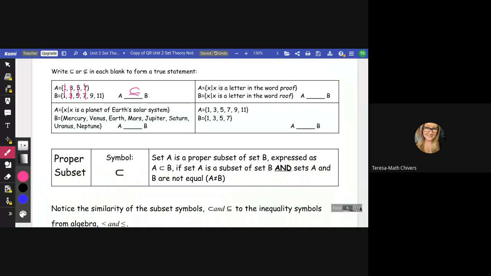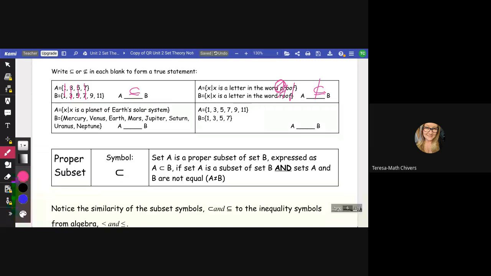A is a letter in the word proof. B is a letter in the word roof. Is A subset of B? No. It's not, because the R, hold on, let me erase. The R matches, O matches, and F matches, but there's no match for P, so it is not a subset.